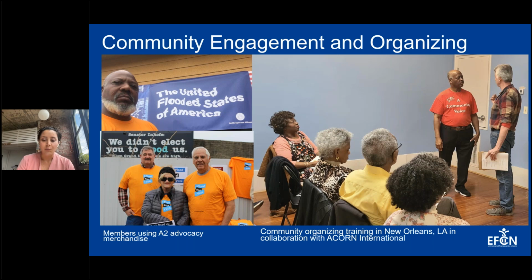Beyond this sort of lifeline support, we're also interested in building the strength in numbers that is required to make impactful change within our communities. And we do so through community engagement and organizing. So in this slide here, you see two categories of that. On the left is an example of one of our advocacy campaigns, and those are some of our members using the A2 advocacy merchandise. So this was a campaign around flooding and voting.